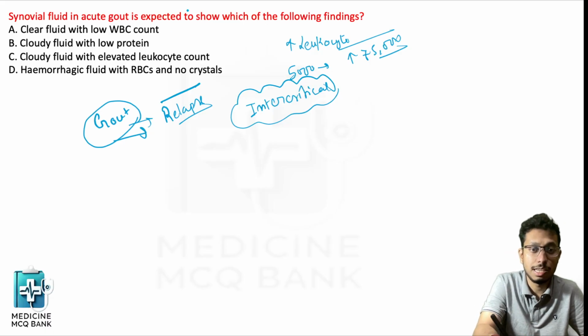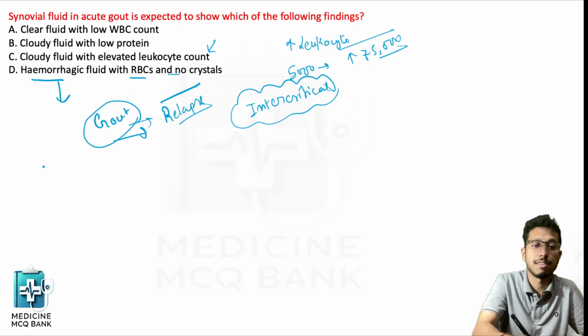So, what is the most likely expectation in the synovial fluid? It is cloudy fluid with elevated leukocyte count. Hemorrhagic fluid with RBCs and no crystals will be seen only in traumatic cases, right? Traumatic cases or hemophilic arthropathy.